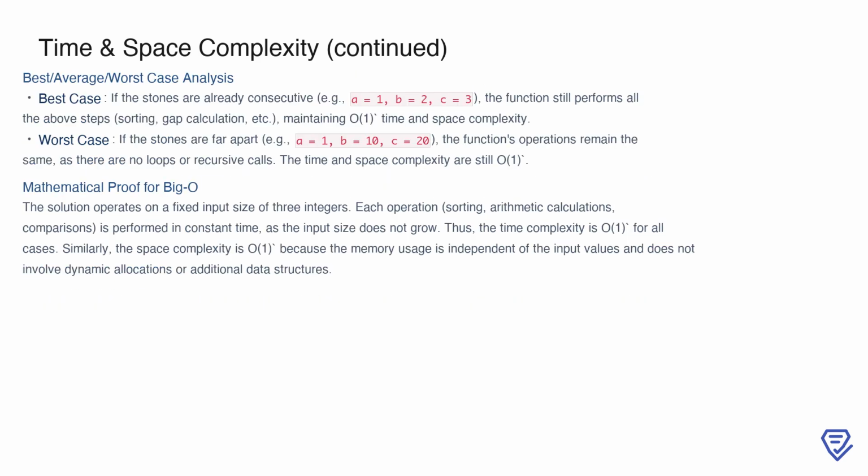In analyzing the best, average, and worst-case scenarios, we see that the solution maintains its constant time and space complexity in all cases. For example, in the best case, where the stones are already consecutive, such as A equals 1, B equals 2, C equals 3, the function still performs sorting, gap calculations, and comparisons. These steps are all O(1) operations. In the worst-case scenario, where the stones are far apart, like A equals 1, B equals 10, C equals 20, the same operations occur, and no loops or recursive calls are introduced. This consistency is due to the fixed input size of 3 integers.